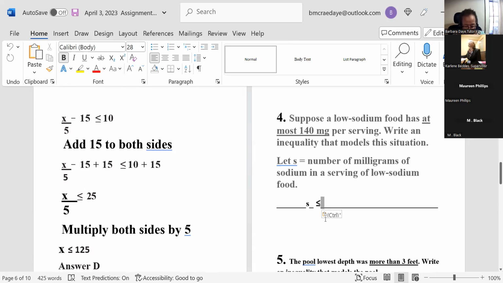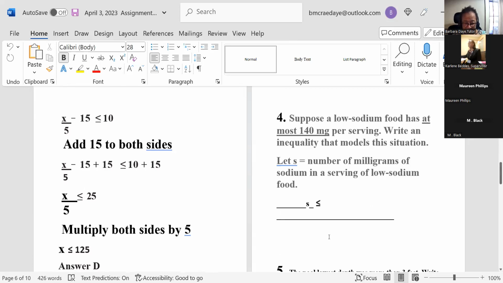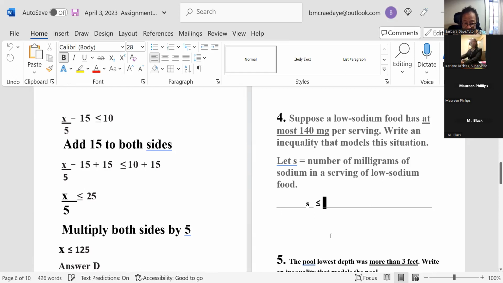140. That's right, you got it. See? Take that out and put 140. And that's it. That's your answer. That's all, Miss? That's all. Oh my, I can't believe it.